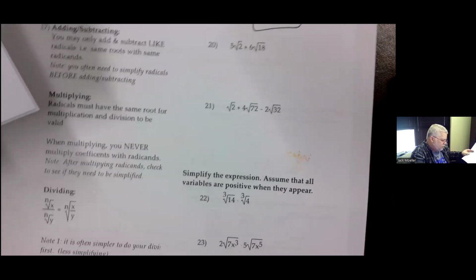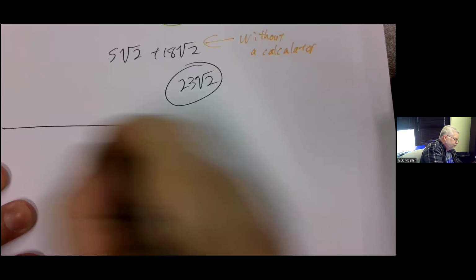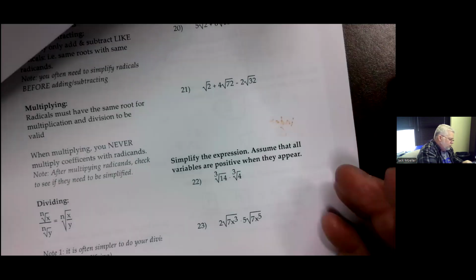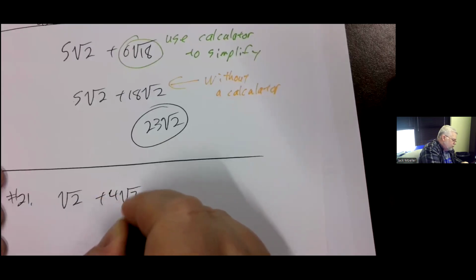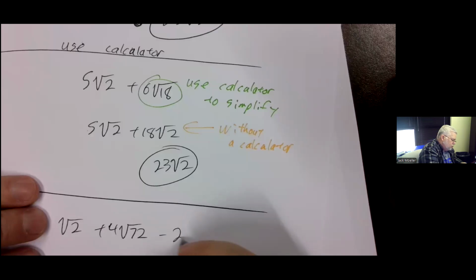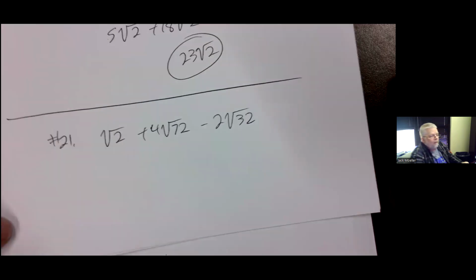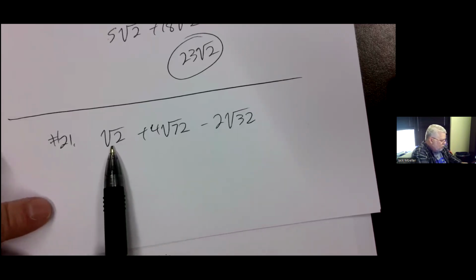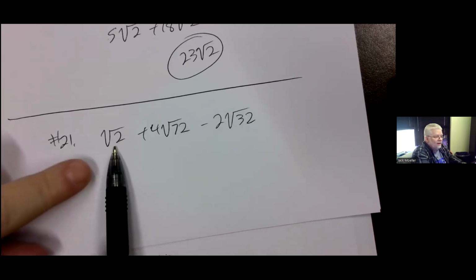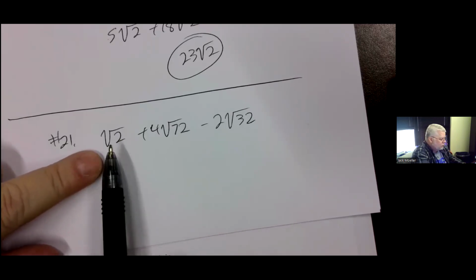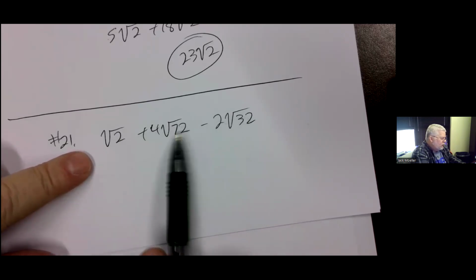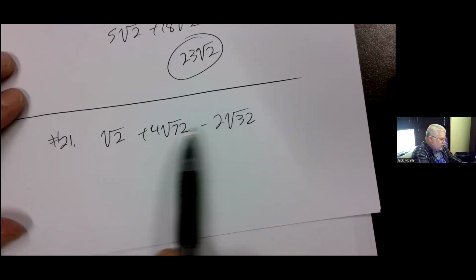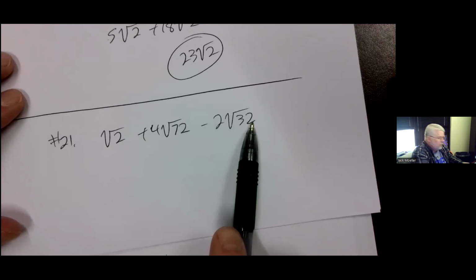How about 21? We have square root of 2 plus 4 square root of 72 minus 2 square root of 32. All right. And one of the things here is, often these problems are going to give you a hint. So if we can get all these simplified to square root of 2, then we can do some adding. There is no guarantee that these will simplify to square root of 2. So let's see what happens.